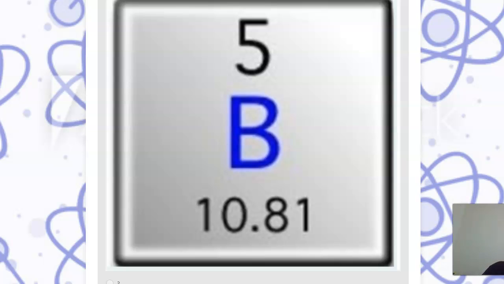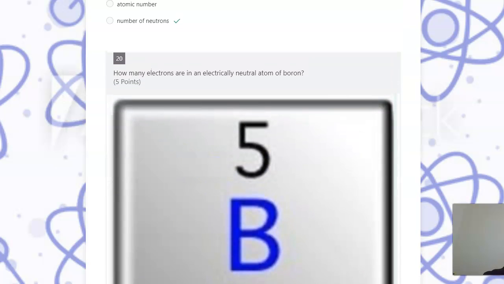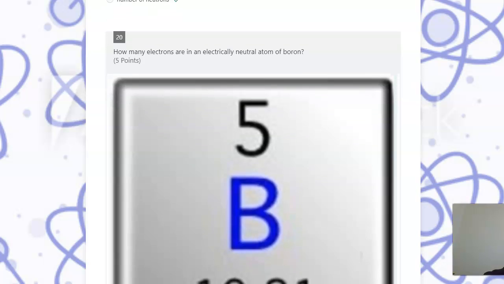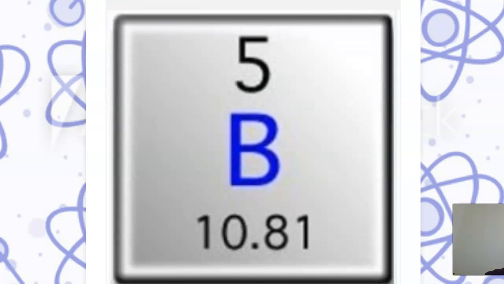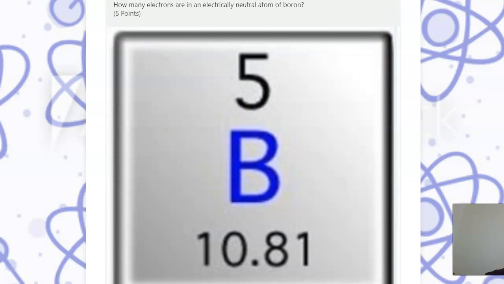Here's an element tab, or a square, for an element. It's boron, and it has an atomic number of 5 and an atomic mass of 10.81. Well, to find the atomic mass number, we're going to round up to 11. To find out the number of neutrons, 11 minus 5 is 6. Now, maybe we don't need all that work, but let's see what the question is. Oh, what was the question? How many electrons in an electrically neutral atom of boron? So if it has 5 protons, how many electrons does it have? 5. Boom. Okay, everybody got that? So what are you supposed to know? You're supposed to know that the number of electrons is equal to the number of protons.